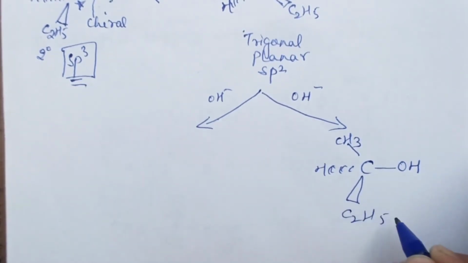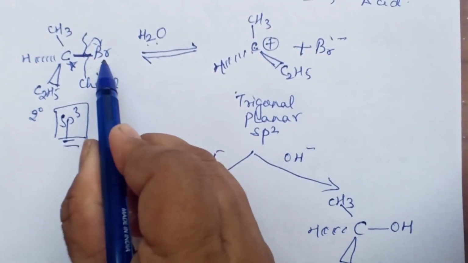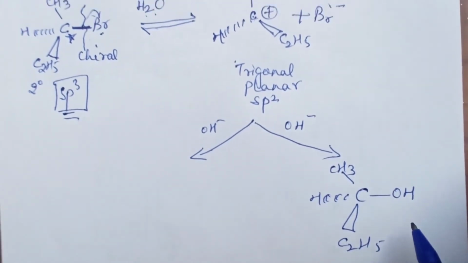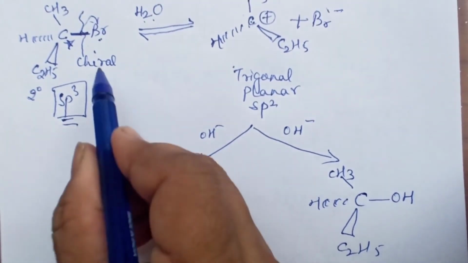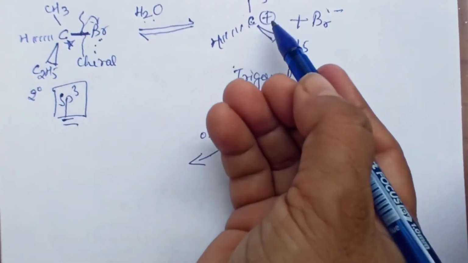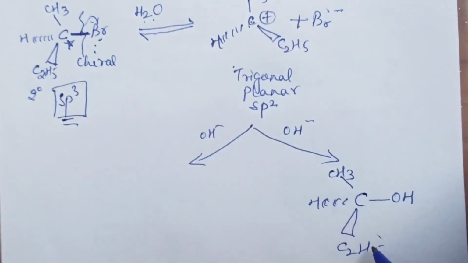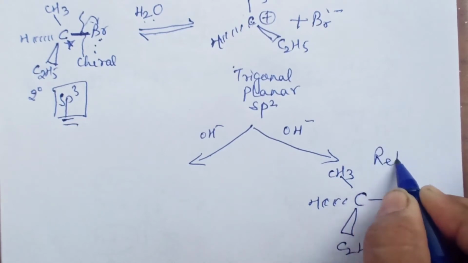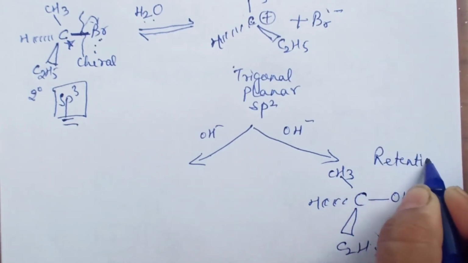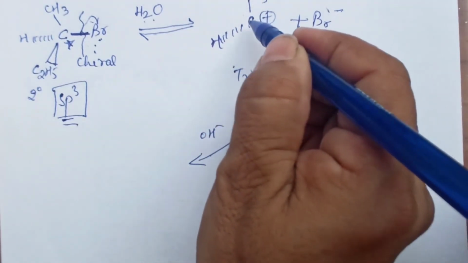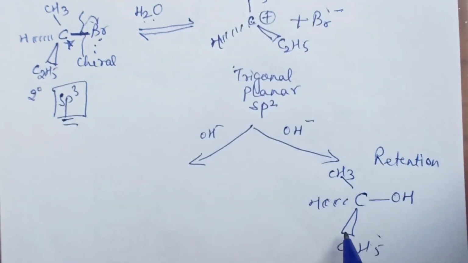So what do you observe? If you compare, this Br is just replaced by OH. That means both are having almost similar structure. Instead of this, the OH has come and attacked from the front side. So this is almost the same structure. So we can say this is retention, which means the original structure is maintained. If the nucleophile attacks here, these will shift back, and that is shown here.